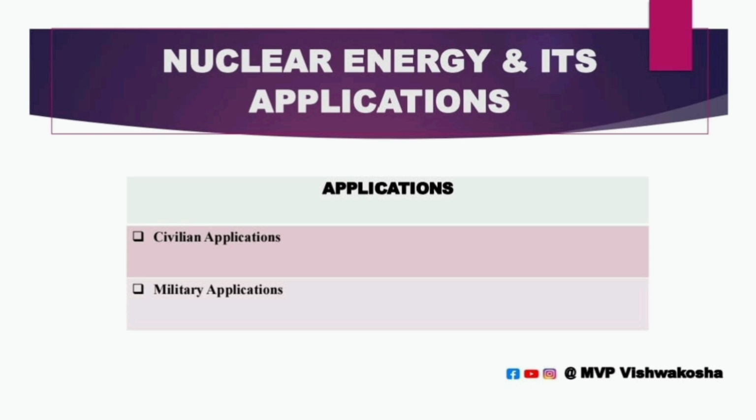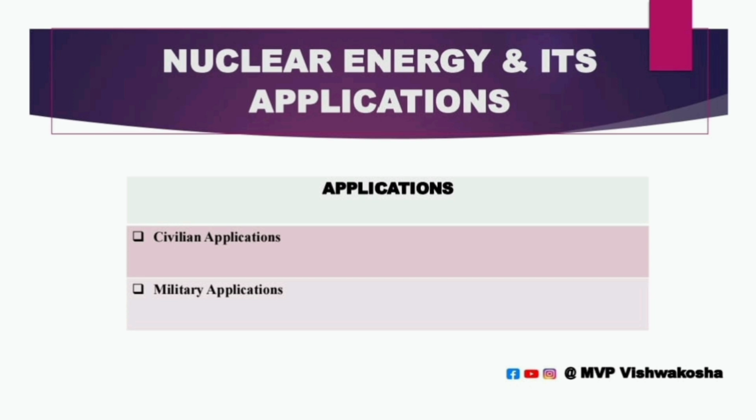Next, coming to military applications, that is nuclear weapons, right? That is fission atomic bombs and fusion hydrogen bombs, very important right now with the wars, like the Ukraine and Russia conflict, and the Iran Israel conflict. And nuclear submarines, right? India's INS Arihant. And next are nuclear-powered aircraft carriers and spacecraft, which the USA and Russia have.